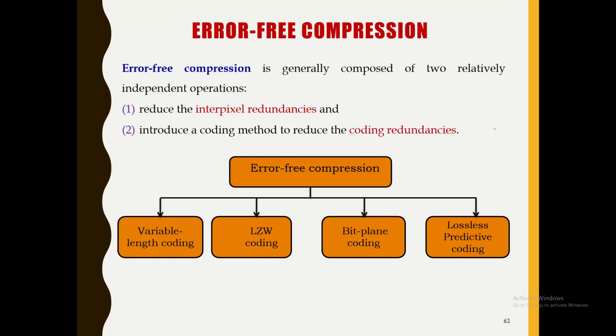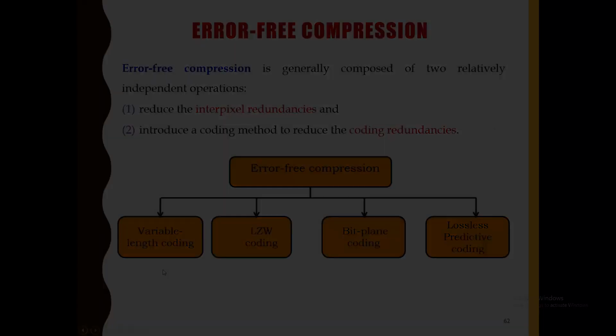Then there is error-free compression. Error-free compression is generally composed of two relatively independent operations: one that reduces the interpixel redundancies, and another that introduces a coding method to reduce the coding redundancies. These include variable length coding, in which we are going to study Huffman coding, then LZW coding, bit plane coding, and lossless predictive coding. In the next lecture, we are going to discuss variable length coding or Huffman coding.